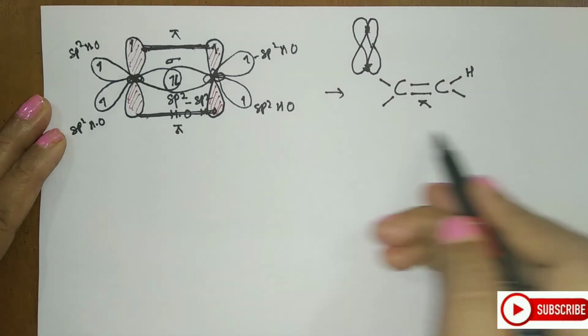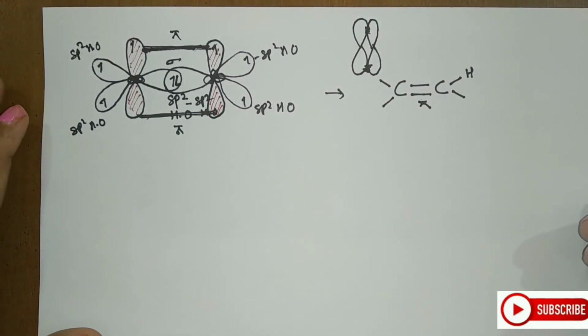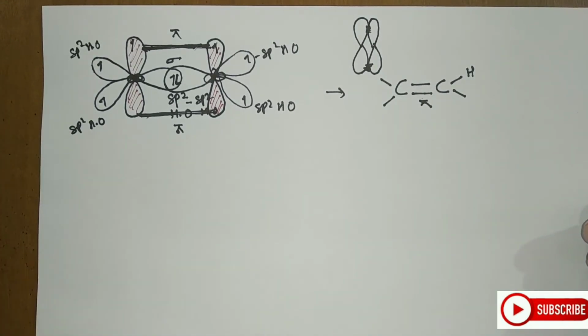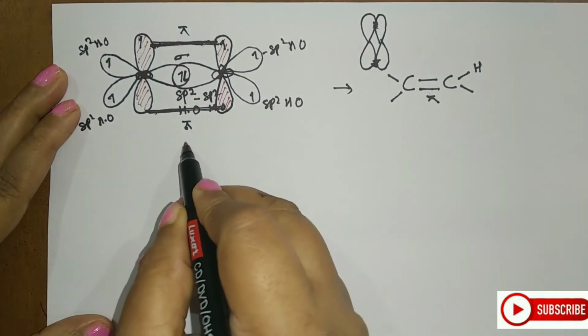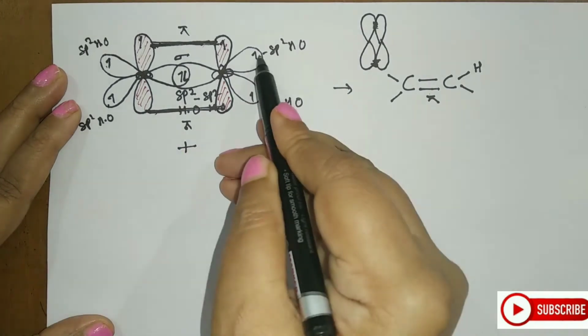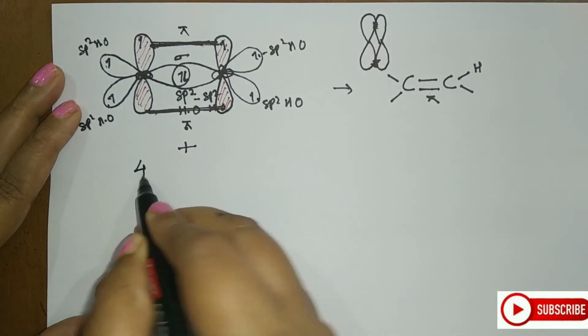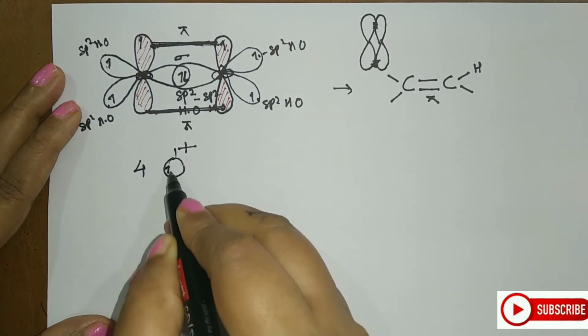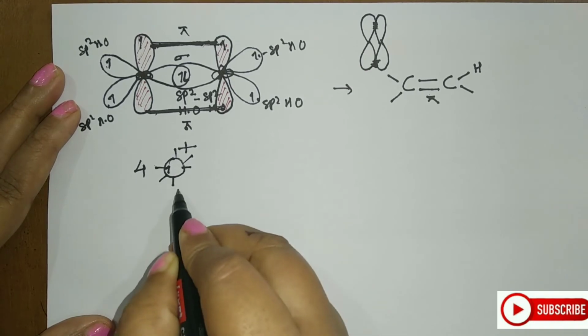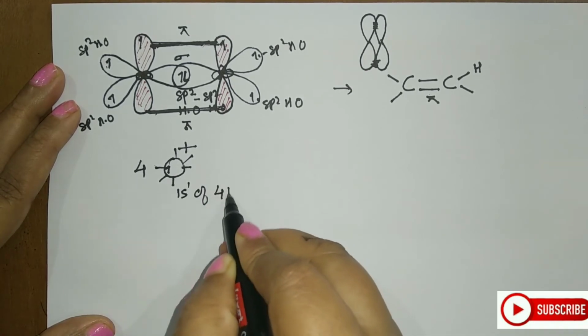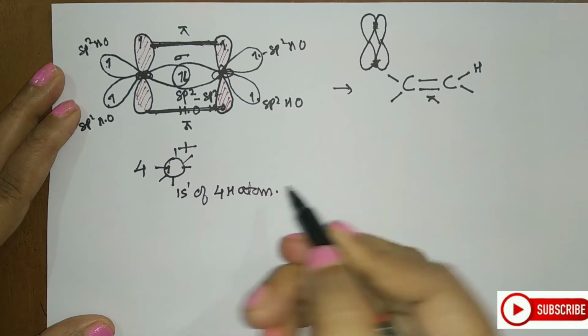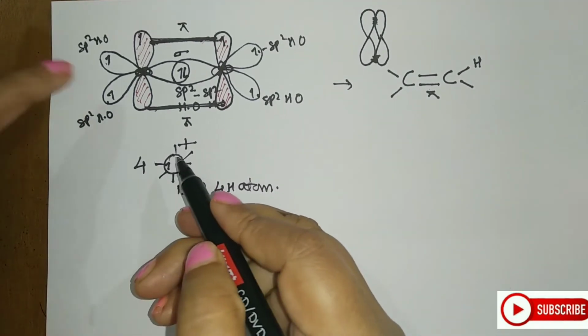Up to this, the process we have seen is hybridization. Now after this, the process we will see is the overlapping process. So here 1, 2, 3, 4: 4 hydrogen atoms will overlap here. That is, the 1s1 of 4 hydrogen atoms will overlap. This is a spherical shape, so they will overlap here.